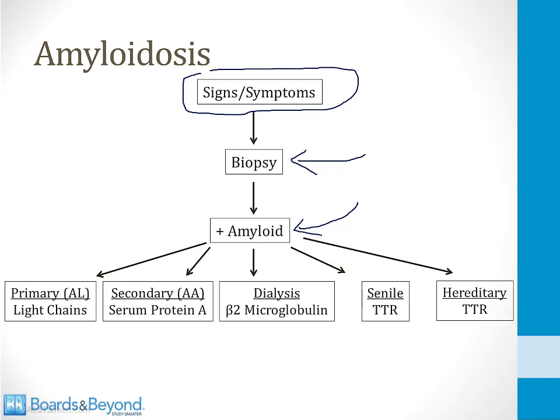Once you identify that amyloid is building up, you then need to figure out which type of amyloid the patient has. In primary amyloidosis, the amyloid is formed by light chains. In secondary amyloidosis, it's formed by serum amyloid A protein. In dialysis, it's formed by beta-2 microglobulin, and then there are two forms of amyloid where transthyretin forms amyloid buildup. One is called the senile form, that's caused by normal transthyretin. The other is the hereditary form caused by a mutant version of transthyretin. And that concludes our module on amyloidosis.